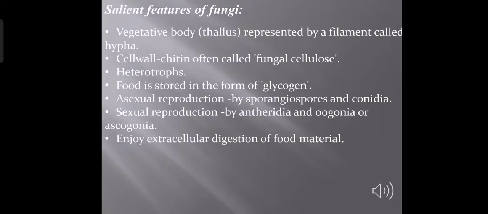Salient features of fungi. The vegetative body is represented by filaments called hyphae, and fungi are heterotrophs. The cell wall is made of chitin, often called fungal cellulose. Asexual reproduction is by sporangiospores and conidia, and sexual reproduction is by antheridia and oogonia. Food is stored in the form of glycogen. They employ extracellular digestion of food material.